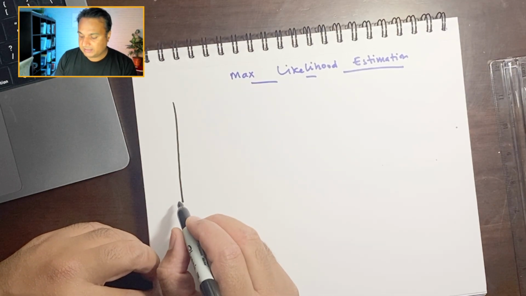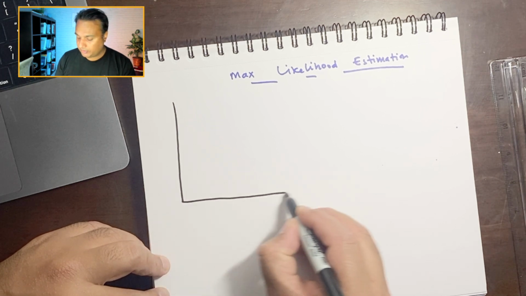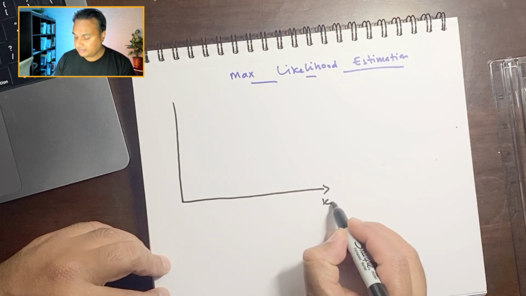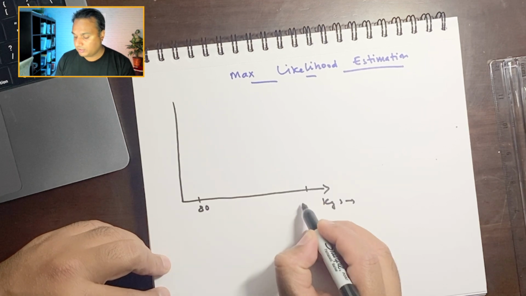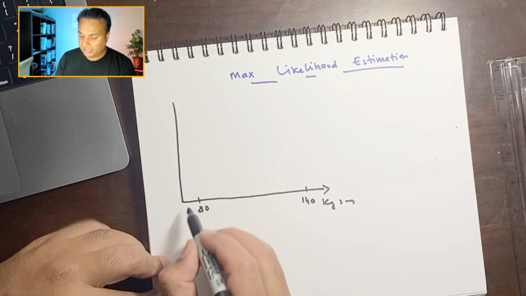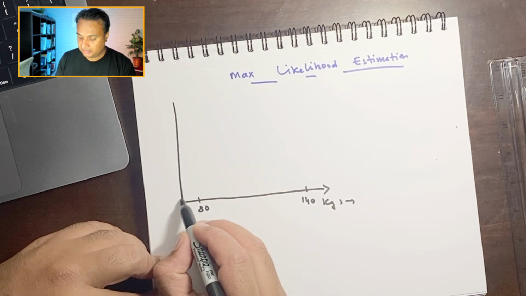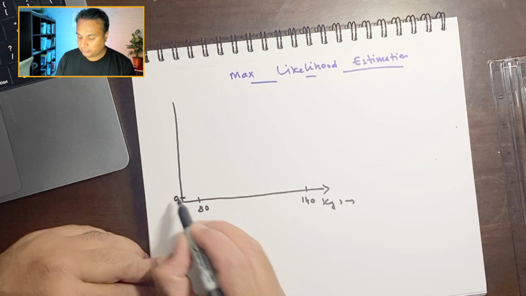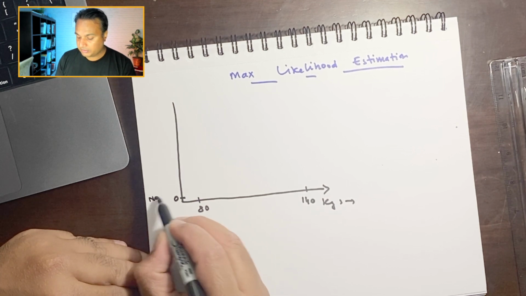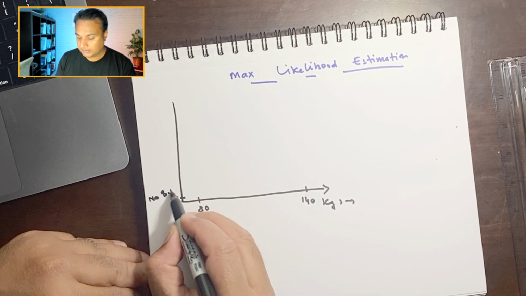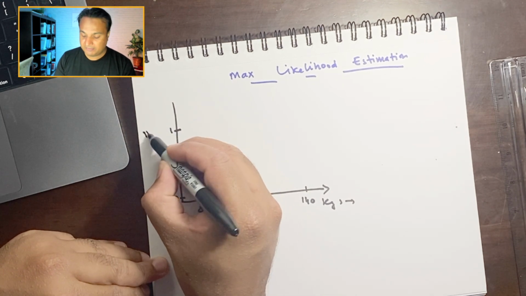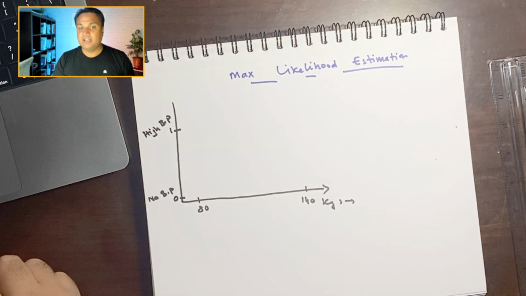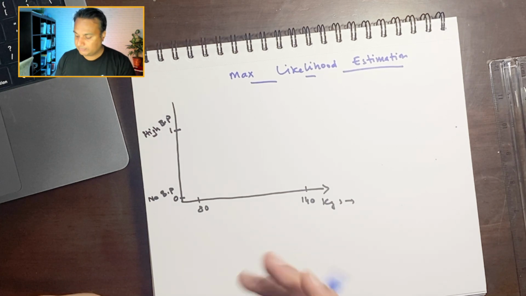So on the y-axis, we indicate whether someone has high blood pressure or not, and the x-axis indicates their weight in kgs, which started from 80 and went all the way to 140. And then on the y-axis, we just had two outcomes. One is 0, which is no high blood pressure, and then there is 1, which is they have high blood pressure.